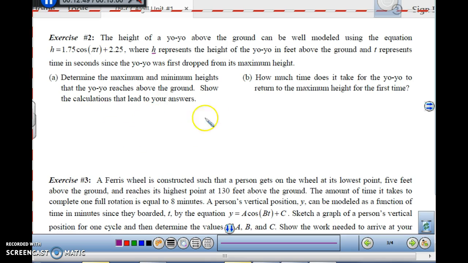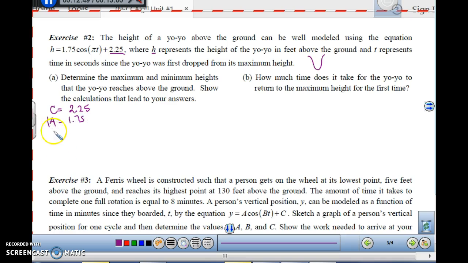Okay, so if we think about this, your graph, if you're going to drop your yo-yo, it's going to go down like this and come back up as cosine. So what we need to know is the maximum and minimum heights that the yo-yo reaches. That has to do with the amplitude and the midline. So what is the midline? Well, C is going to be 2.25, because that would be this value right here. And the amplitude is going to be 1.75.